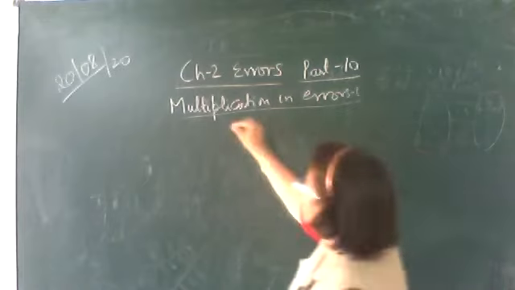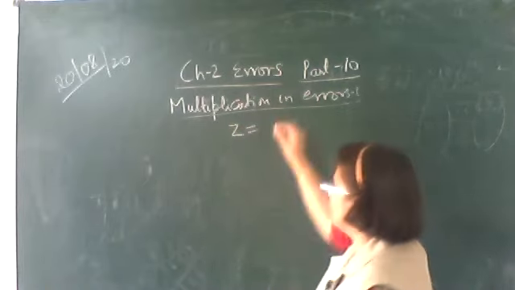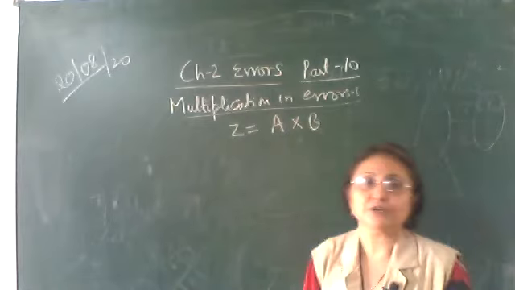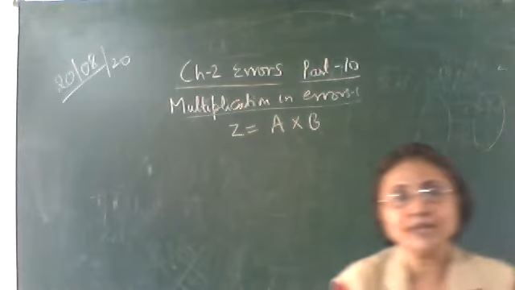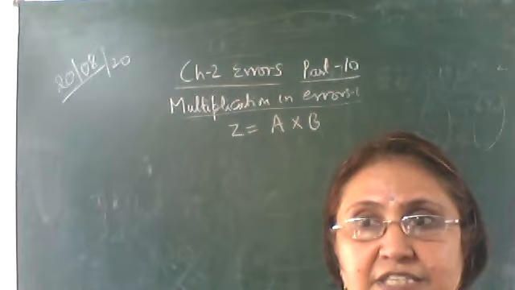Let the true values of a and b, when multiplied, let the product be z. So z is equal to a into b. The true values are a and b, and when multiplied, let their product be z.